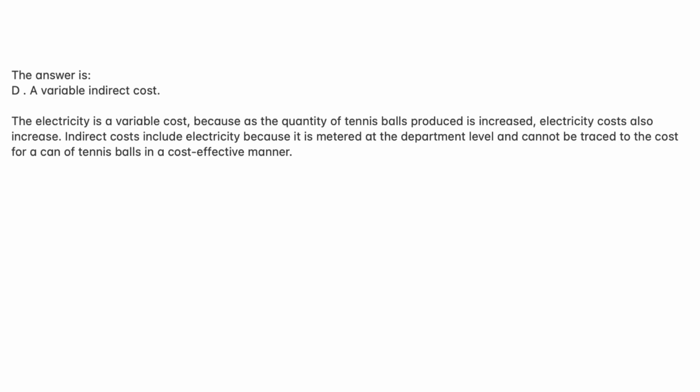The answer is D. A variable indirect cost. The electricity is a variable cost, because as the quantity of tennis balls produced is increased, electricity costs also increase. Indirect costs include electricity because it is metered at the department level and cannot be traced to the cost for a can of tennis balls in a cost-effective manner.